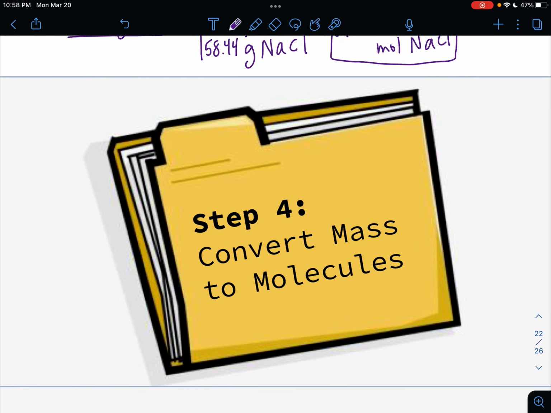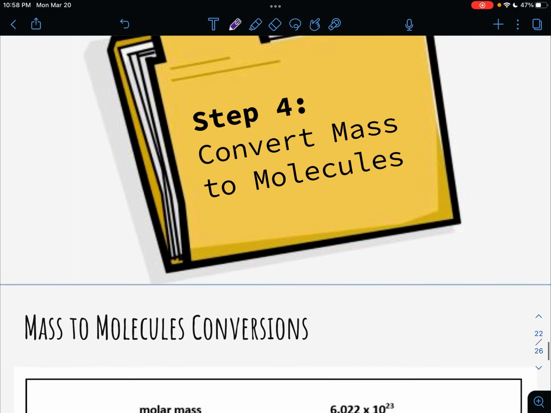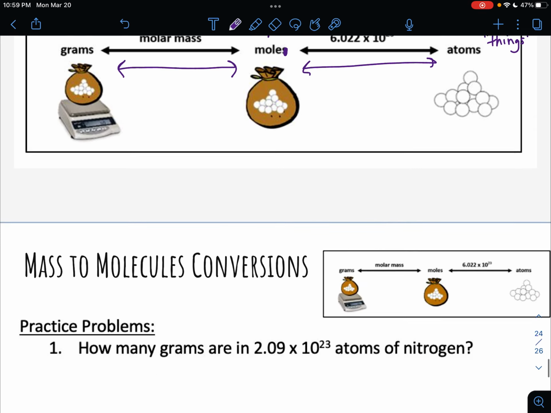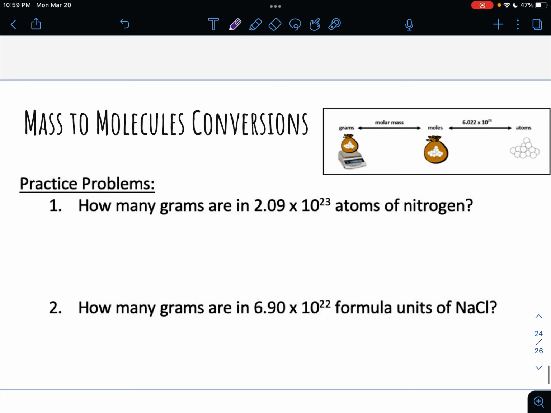The last step, we're just going to put everything together into one calculation. So you can see here I've combined our 2 pictures. We still have our 1 mole in the middle. Really, it's not moles, it's 1 mole. And then we can either convert to grams using our molar mass, or we can convert to our atoms, or what I like to call things, using Avogadro's number.